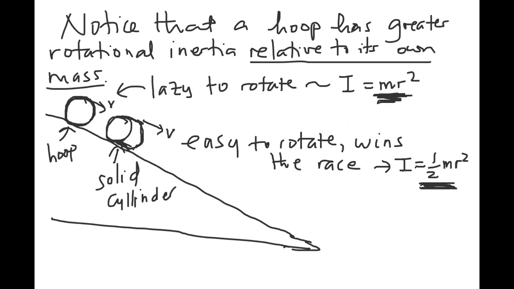And we said mass doesn't matter. What matters is how the mass is distributed around the rotational axis. Is it away from or close to the rotational axis? So that is the factor. How is the mass distributed? That will tell us which one wins the race down an inclined plane.